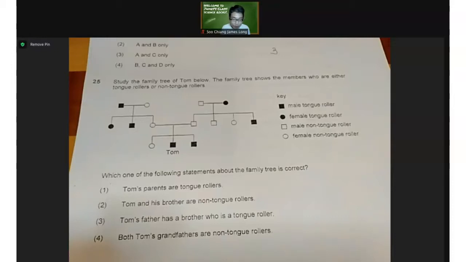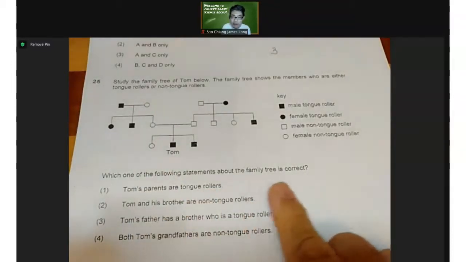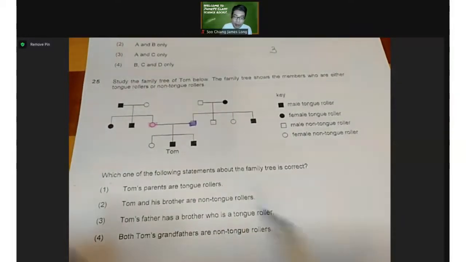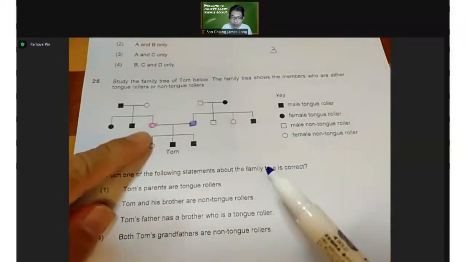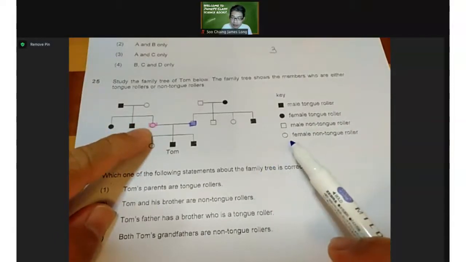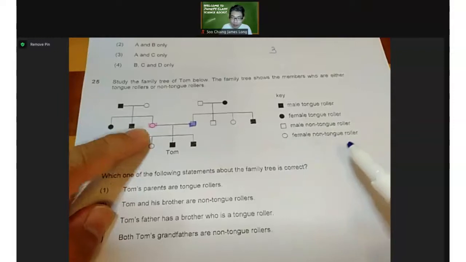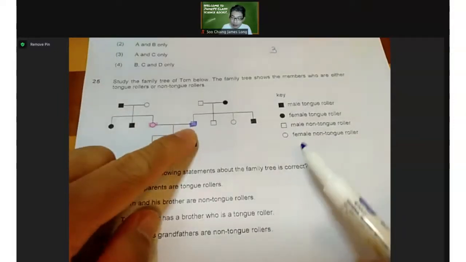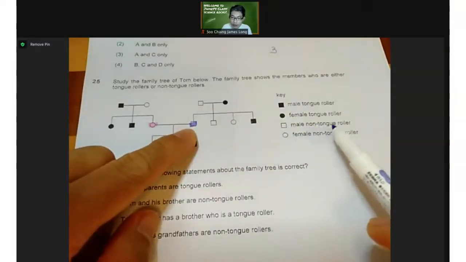Male tongue twister. So where is Tom? Tom is here. Okay. Now they want us to know which one about the family tree is correct. Let's see. I'm going to assume right now that this circle means woman and a white circle means female non-tongue roller. Square means male and a white square means male non-tongue roller.